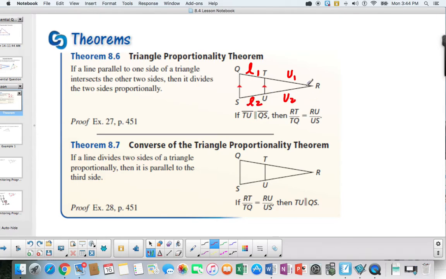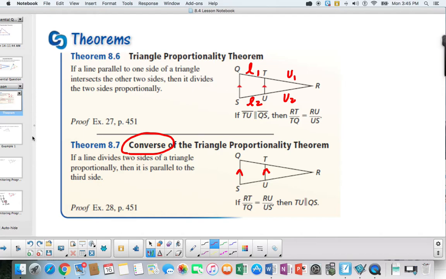And what it's saying is that this ratio of RT over TQ is the same as the ratio of this upper 2, which is RU, all over SU. And that only happens because the lines are parallel. The converse will say that if this relationship is true, if this ratio to this ratio are equal, then you can conclude that the lines are parallel.